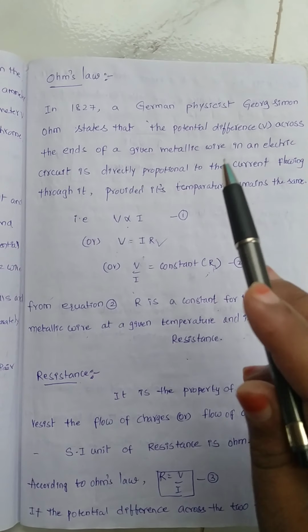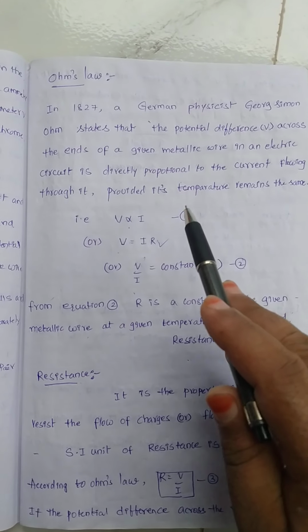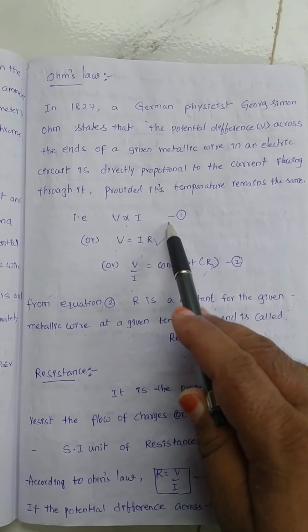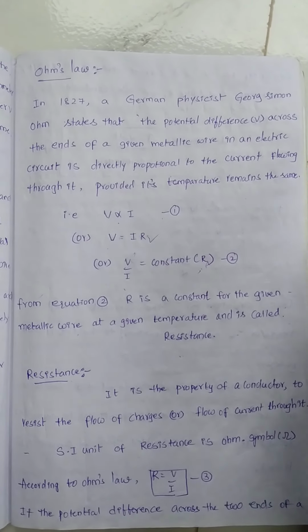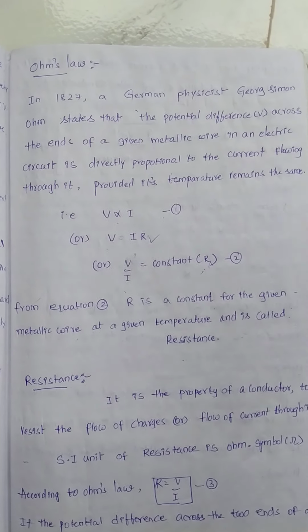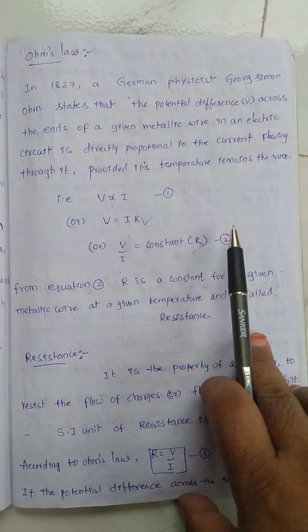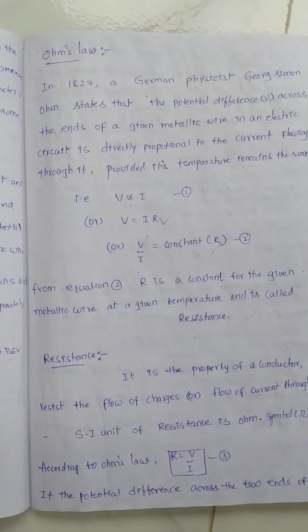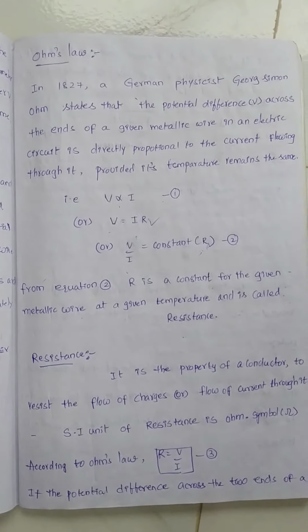Understand? So what is Ohm's law? Potential difference is directly proportional to current when physical parameters are constant. These physical parameters are nothing but temperature and so on, like pressure also. Next I am going to discuss resistance. What is the definition of resistance?